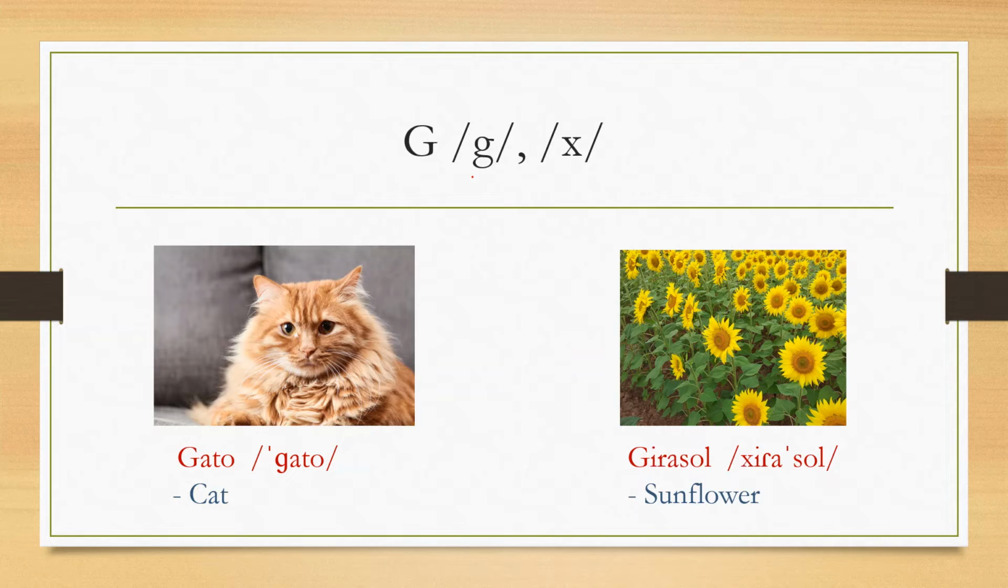G. The name of the letter is G, but it is not always a G. It can be a G sound, as in gato. And other times it's a J sound, as in girasol.